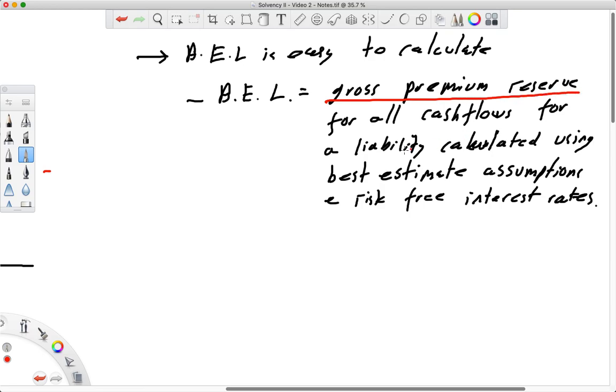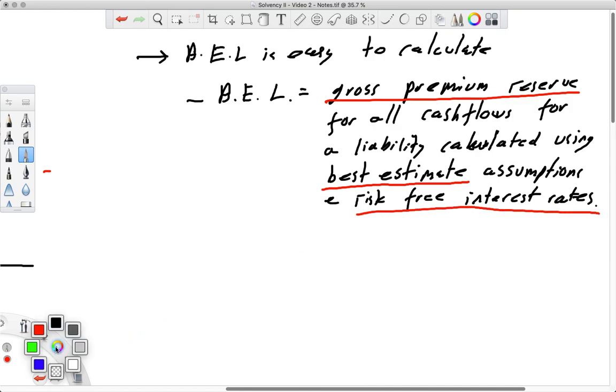So it's a gross premium reserve for all cash flows for liability calculated using best estimate assumptions and risk-free interest rates. So as you can see, there's no prudence in here. Okay, so again, different to the old style approach. This is a best estimate reserve, best estimate assumptions and risk-free interest rates. And then the other piece is the risk margin.